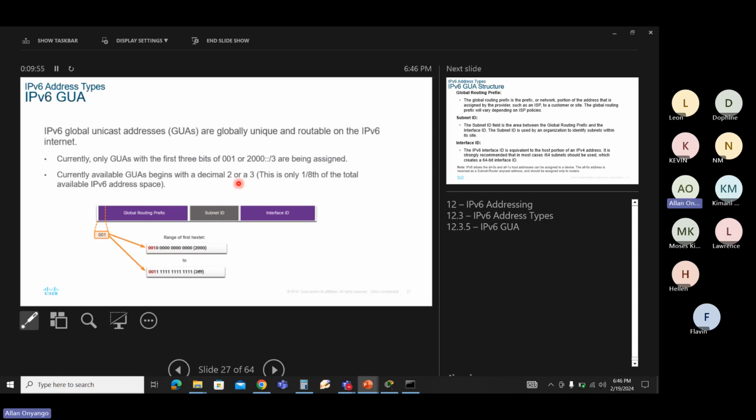Like I said, it should begin with either a two or a what? A three. That is that. Look at the three parts of a global unicast address. The first part is called the global routing prefix. That is the network portion. Interface ID is the host portion. And then we have a third portion, the subnet ID, and we are going to talk about it. Yes, three portions: global routing prefix, subnet ID, and the interface ID. We shall talk about it in a few.